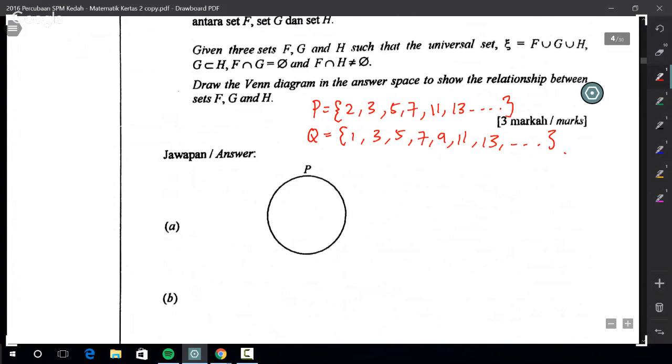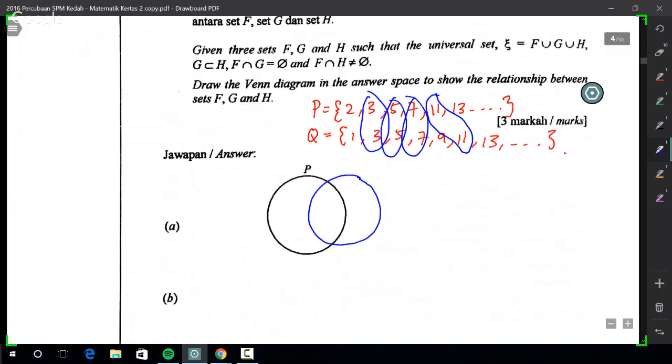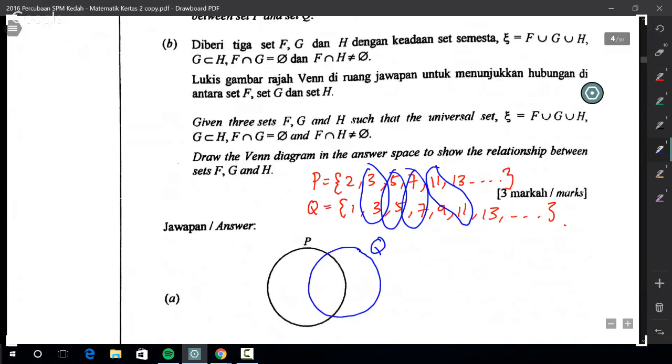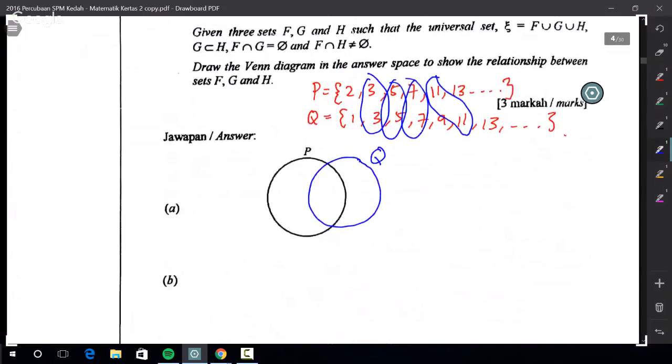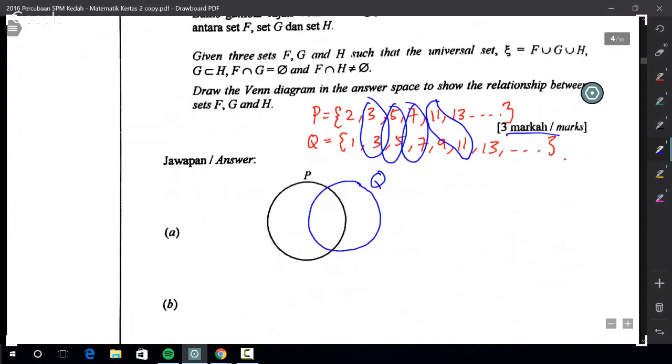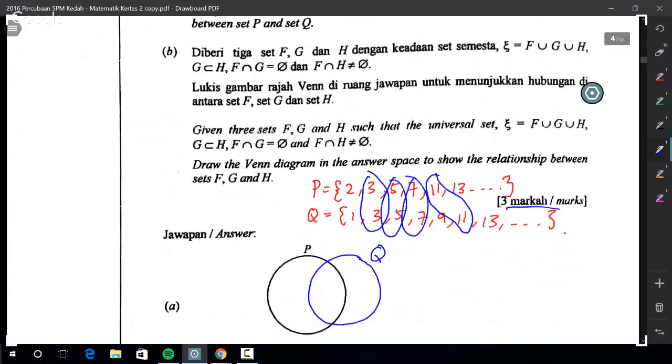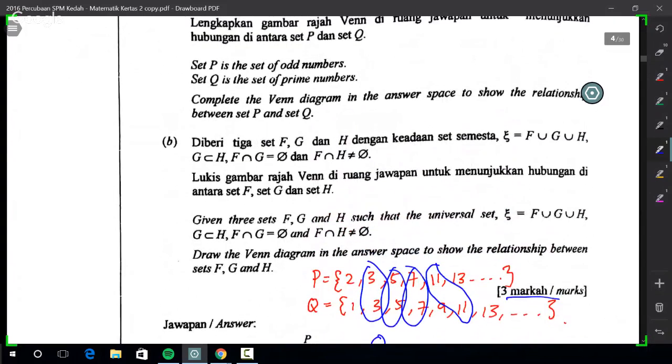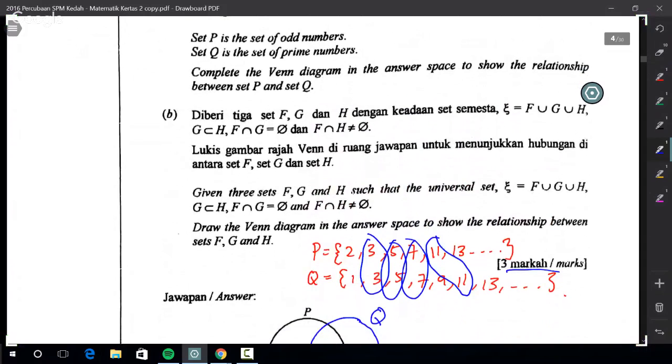Right, so over here you should know they share some common numbers, like 3, 5, 7, 11. But they still have some numbers which are different. So if you want me to draw the Q, I will just draw like this. This is the Q. I think that's all. I guess there's only 1 mark for this one because the total is only 3 marks.